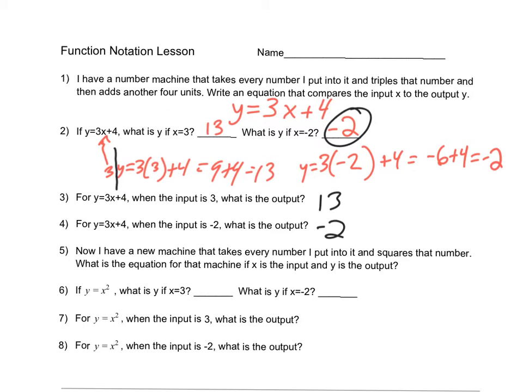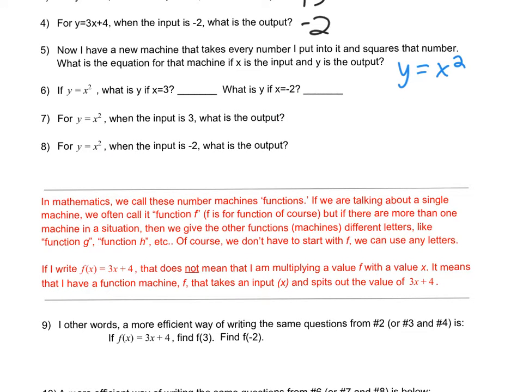Okay, so now I have a new machine that takes every number I put into it and squares that number. What is the equation for that machine if x is the input and y is the output? I get the equation y equals x squared. All right, so go ahead and answer 6, 7, and 8, and then check your answers with mine. Okay, so you probably realized that all we basically did is take that number and square it to get our y, our output, and we get 9 and 4 in all of those questions.